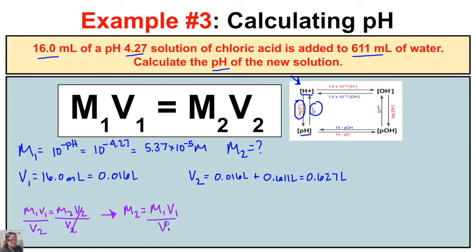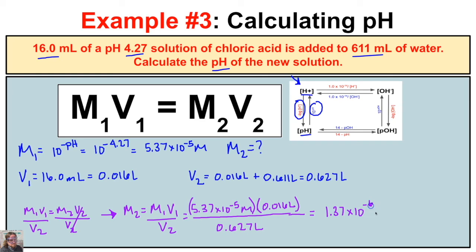So to get the answer to this problem, we're going to have M2 equaling M1 times V1 all over V2. It looks like M1 we figured out to be 5.37 times 10 to the negative 5th moles per liter, times V1. V1 we figured out was 0.016 liters. And we're going to divide this by V2, which we figured out was 0.627 liters. So let's put this all in our calculator. And we end up with 1.37 times 10 to the negative 6th moles per liter of H plus ions.